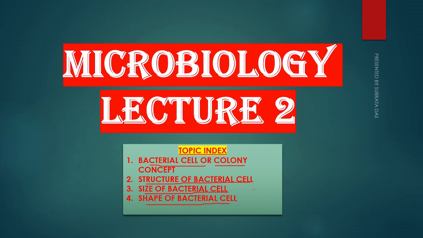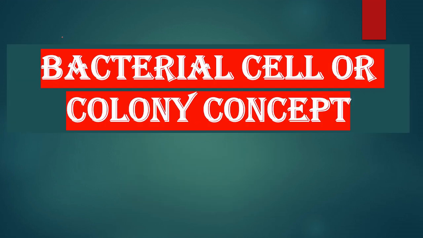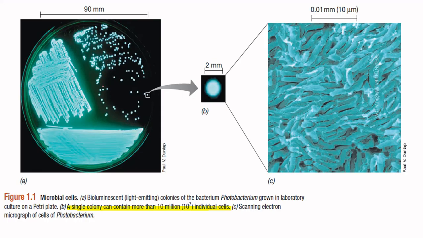Lecture 2. Okay, so let's start. The first thing is the bacterial cell or colony concept. Here, this is a petri plate, where bacterial colonies grow.